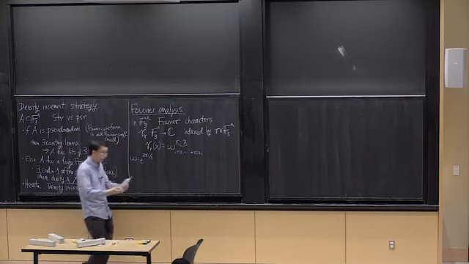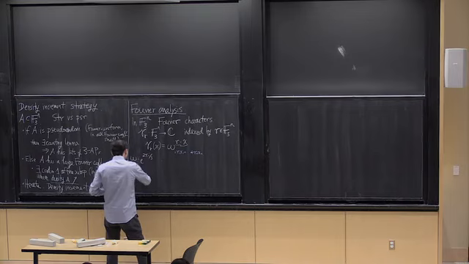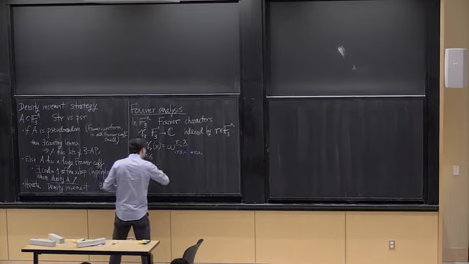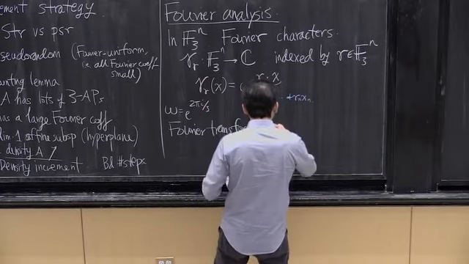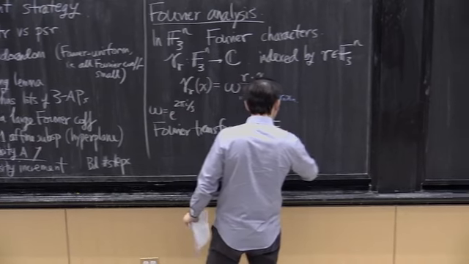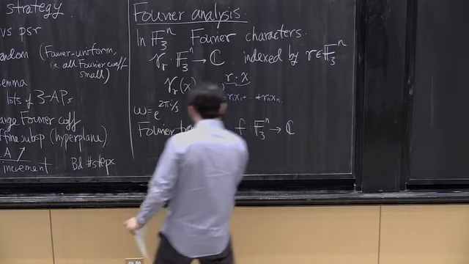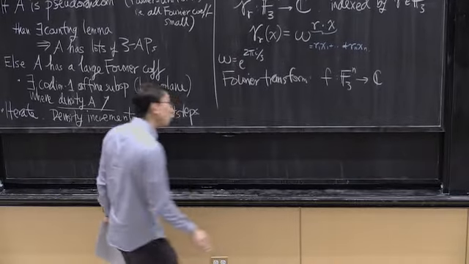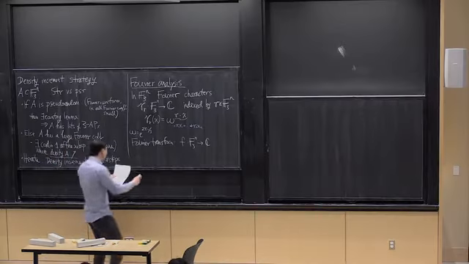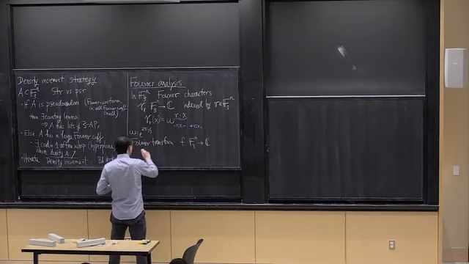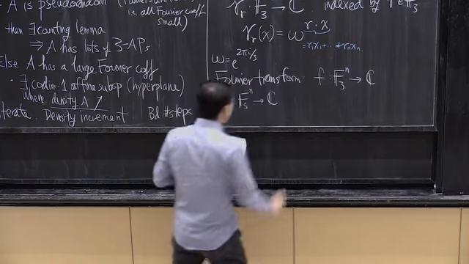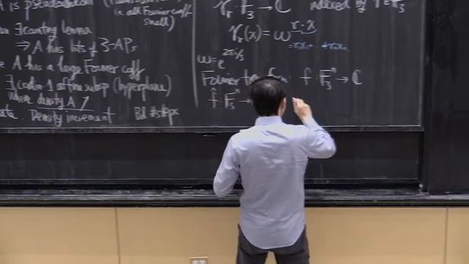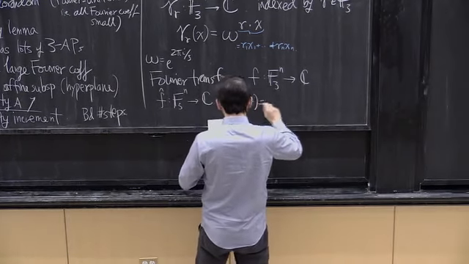And once you have the Fourier characters, you can have this Fourier transform, which is defined as follows. If you start with a function, let's say a complex valued function on your space, then I define the Fourier transform to be another function like that, defined by the following formula.